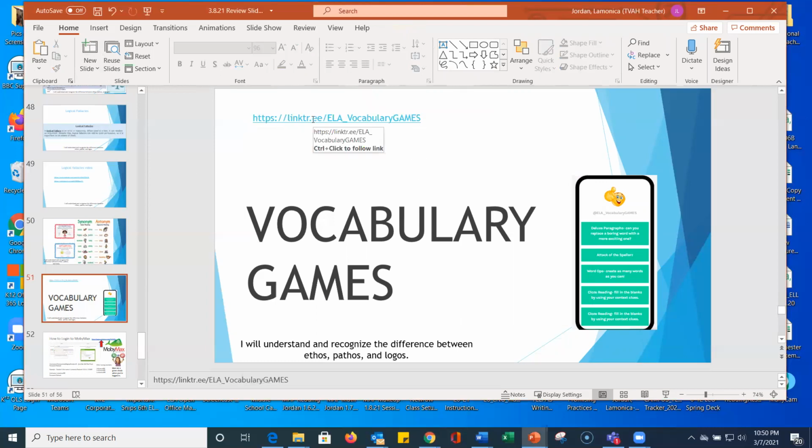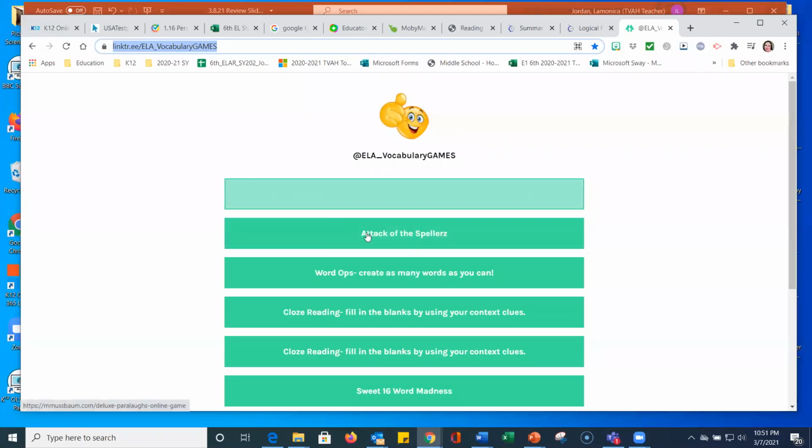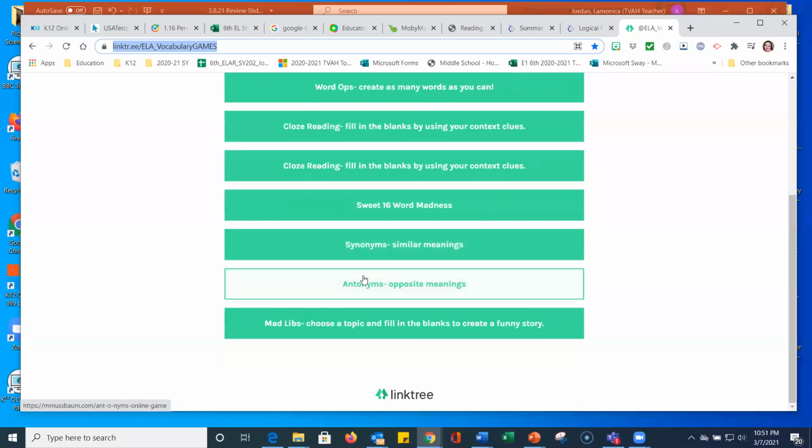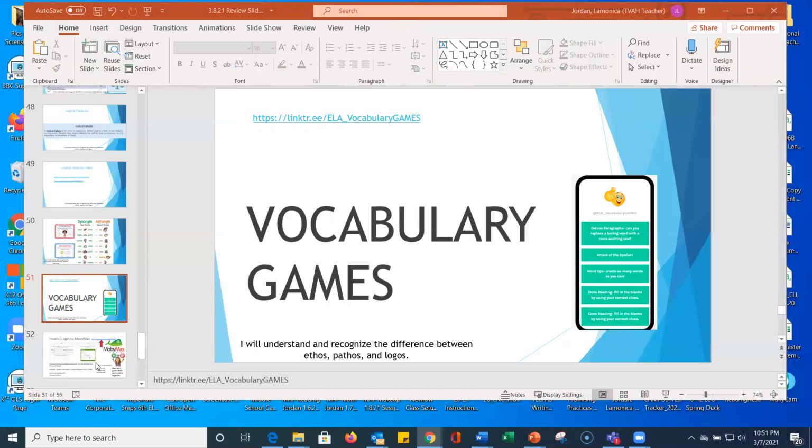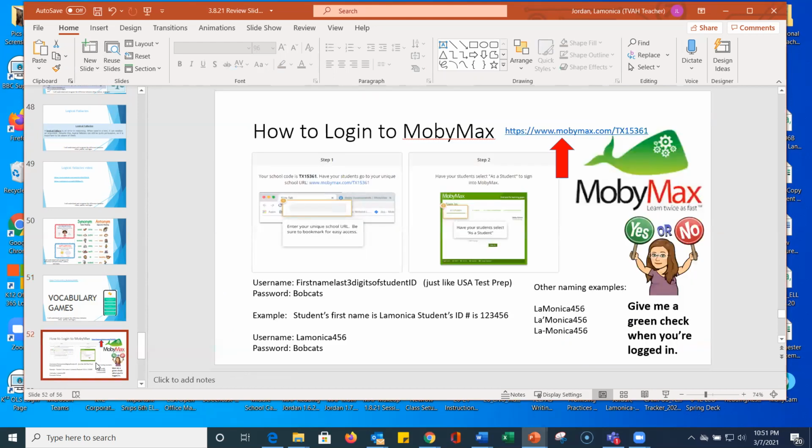So you press Control and click on it, and it will take you to this link tree where you can practice some paragraphs, some cool games. There's tons of cool games here to help you practice some of those skills. Once you're practiced up and you are ready, you are good to take the MobyMax USA Test Prep retake. It's going to be a quick benchmark.